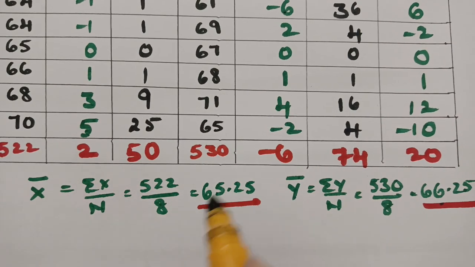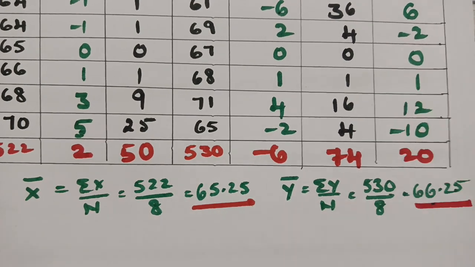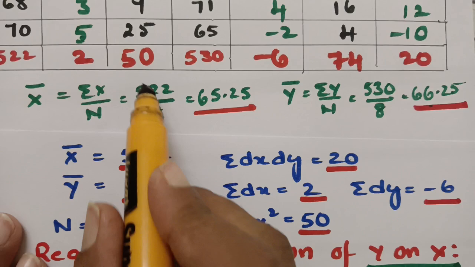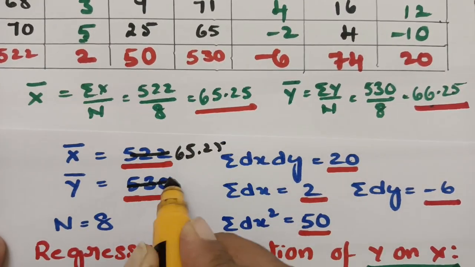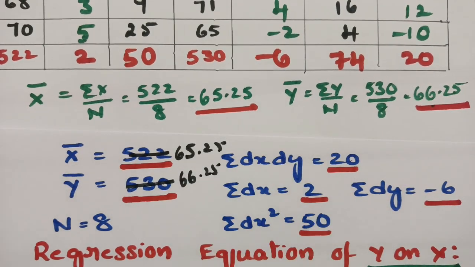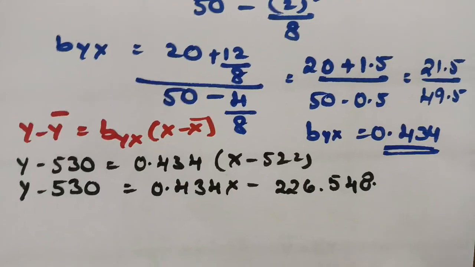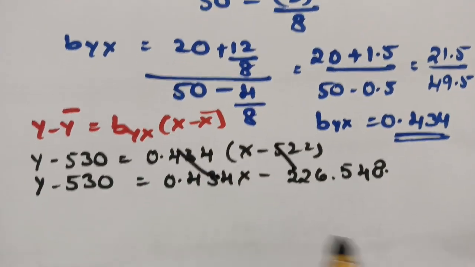Let me show you. X bar is equal to 65.25 and y bar is equal to 66.25. So here our x bar was wrong, so I made a total here. So this is 65.25 and y bar value is equal to 66.25. And now we have to substitute here. The y bar value and x bar value were wrong here, so let me cancel this one.